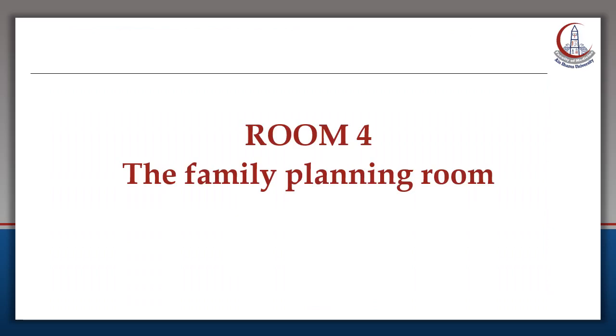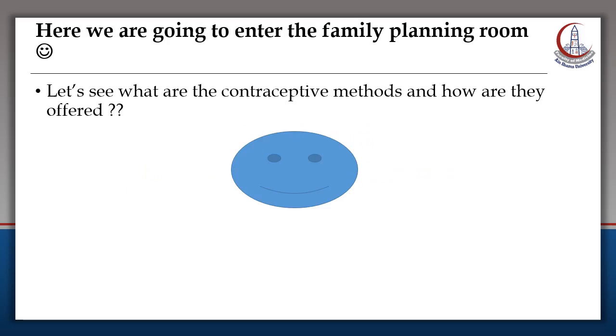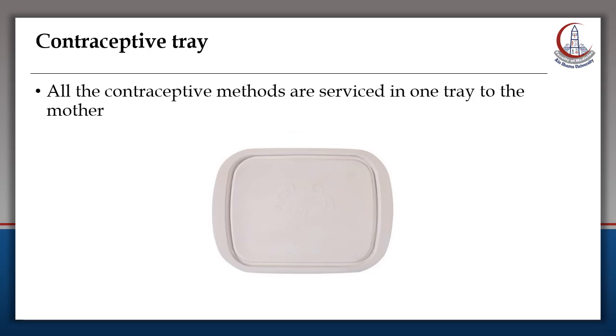Let's enter another room. We are going to enter the family planning room, for counseling, for seeking contraception. So let's see what the contraceptive methods are and how they are offered in primary health care. This is a tray where all the contraceptive methods are served. All the contraceptive methods are served in one tray to the mother.